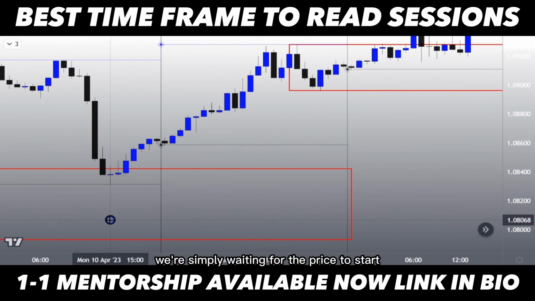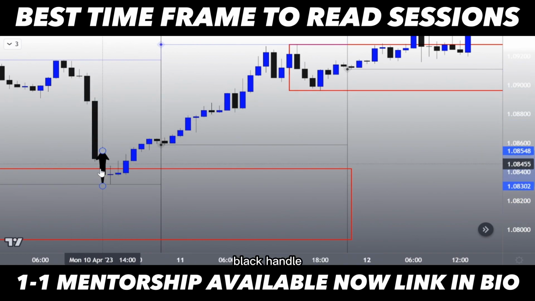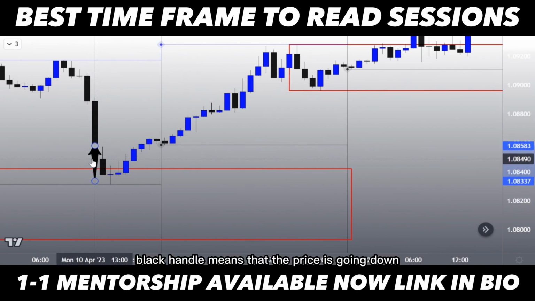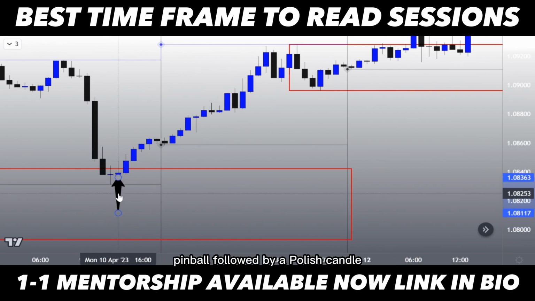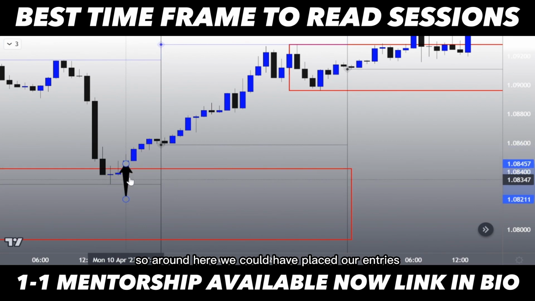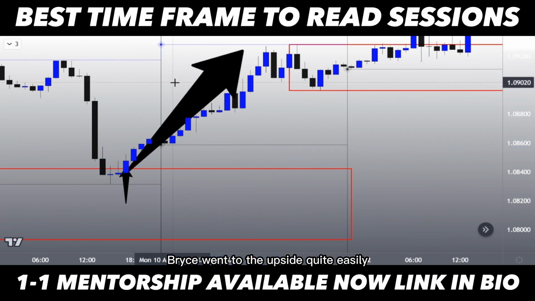We're simply waiting for the price to start showing us that the trend has changed. We have a black candle, black candle, black candle. Black candle means that the price is going down. We had a doji candle, which means indecision, followed by another doji candle pin bar, followed by a bullish candle. So around here, we could have placed our entries, and as you can see, price went to the upside quite easily.